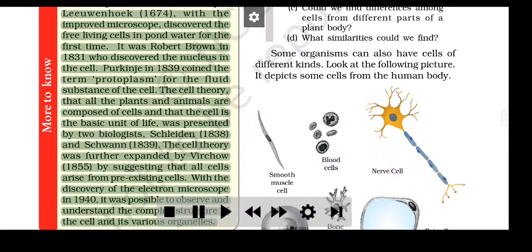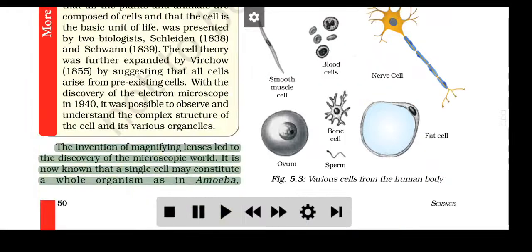The cell theory, that all the plants and animals are composed of cells and that the cell is the basic unit of life, was presented by two biologists, Schleiden in 1838 and Schwann in 1839. The cell theory was further expanded by Virchow in 1855 by suggesting that all cells arise from pre-existing cells. With the discovery of the electron microscope in 1940, it was possible to observe and understand the complex structure of the cell and its various organelles. The invention of magnifying lenses led to the discovery of the microscopic world.